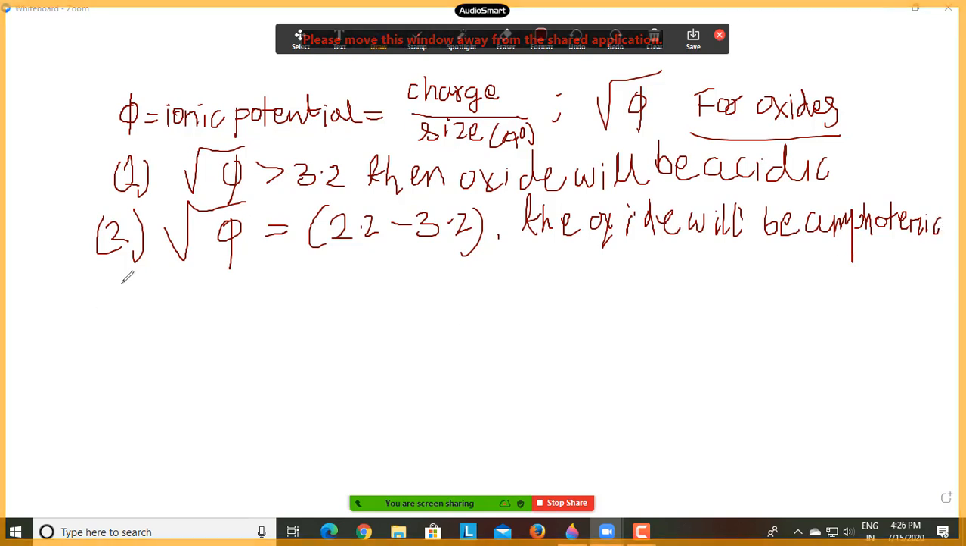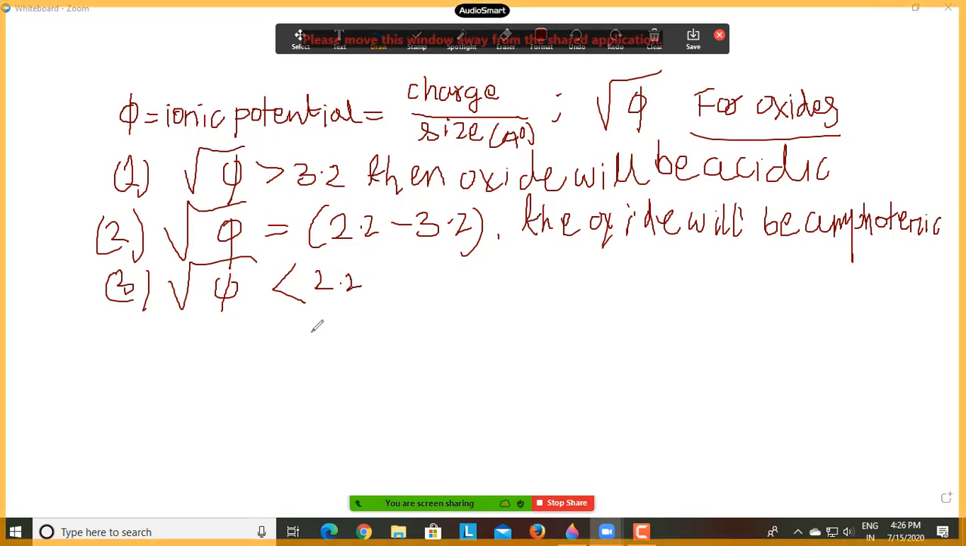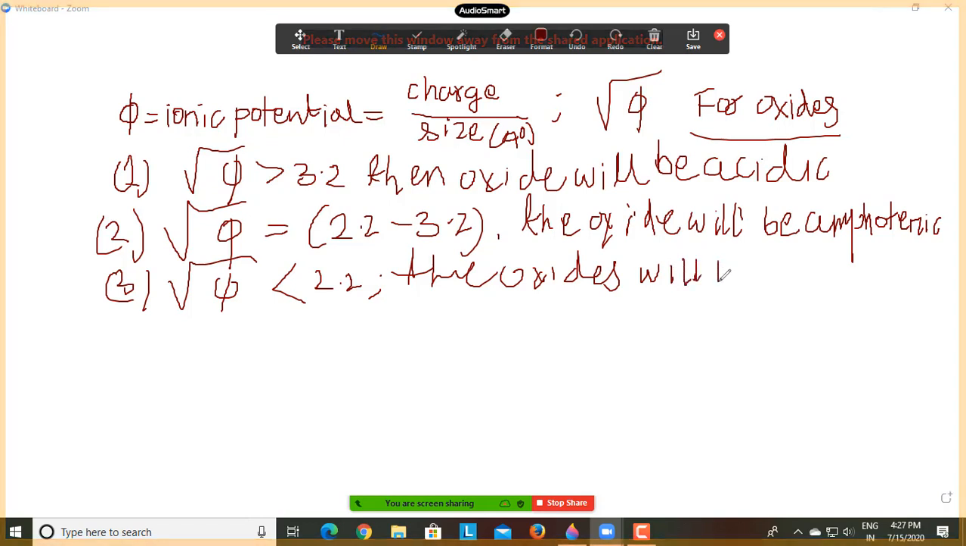Now next, point number 3. Suppose square root of phi is coming less than 2.2. Then what we say? Then the oxide will be basic. Why? Because polarizing power is poor, less. Less means covalent character is less. Then we say the oxides of that element will be basic. Remember this.